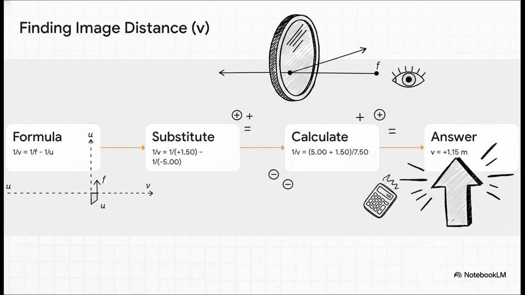We follow the exact same procedure. We take our mirror formula, 1 upon v equals 1 upon f minus 1 upon u. We substitute our values, being very careful with the signs. After the calculation, we find that the image distance v is positive 1.15 meters.